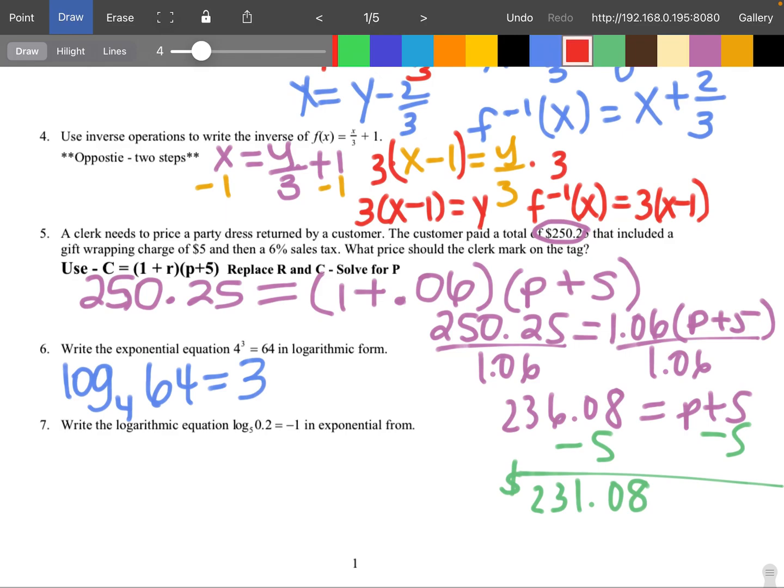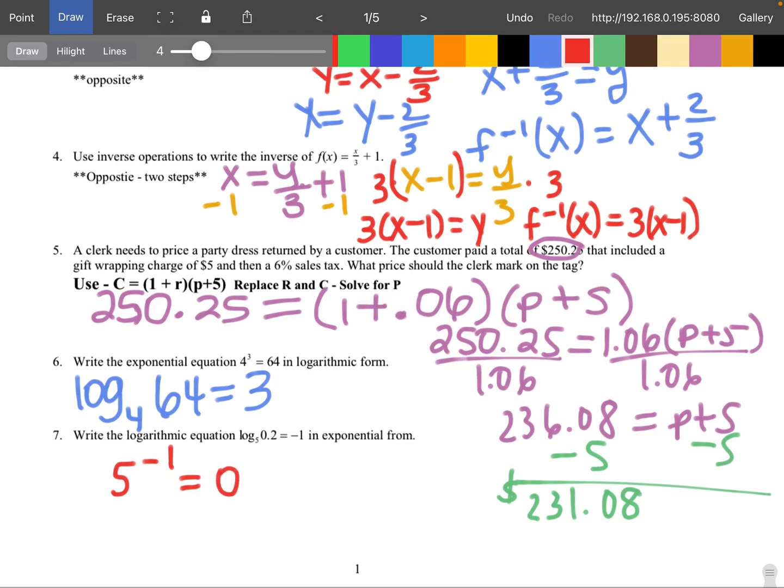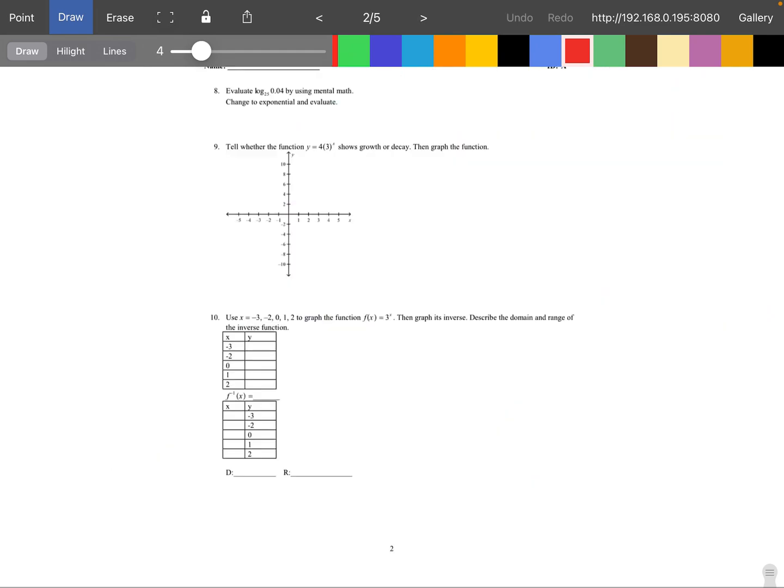So then to go the other way, it's log base 5, so now it's 5. Then you look to the other side, across the equals, so 5 to the negative 1 equals what you're taking the log of, which is 0.2. So that's how you convert from one way to the other.